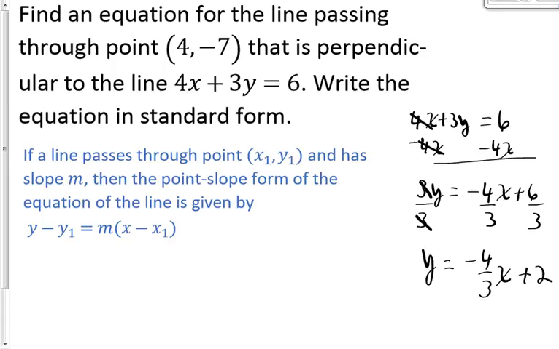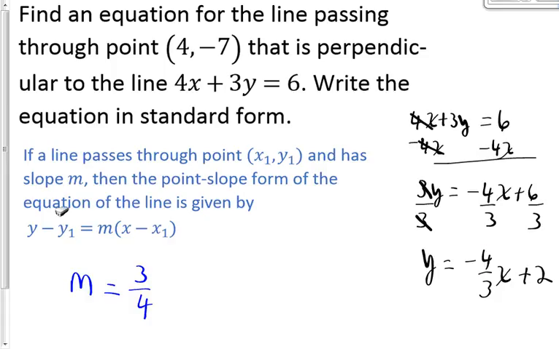The line that I'm looking for is perpendicular to this line, and because it's perpendicular, the slope of the line that I'm looking for is going to be the opposite, meaning opposite in sign. So instead of negative, it's going to be positive. And it's also going to be the reciprocal. So instead of 4/3, I'm going to have 3/4. So when you're given the equation of a perpendicular line, once you find the slope, you're going to take the opposite sign and flip it over.